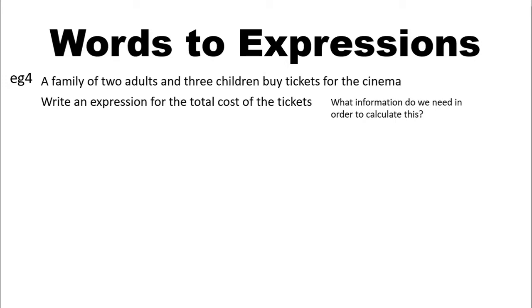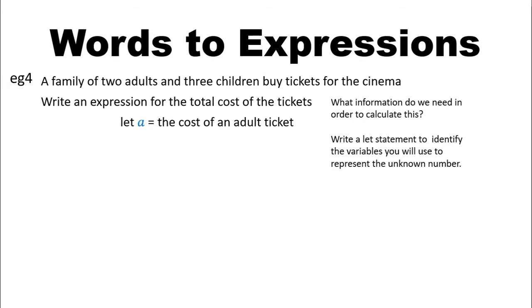To find the total cost of the tickets, well, I would need to know how much the adult ticket costs and how much the children's ticket cost. I know how many adults and how many children are going, but I don't know how much each ticket costs. So let's write a let statement to identify the variables or letters that we're going to use to represent these unknown numbers. So I'll let A equal the cost of an adult ticket.